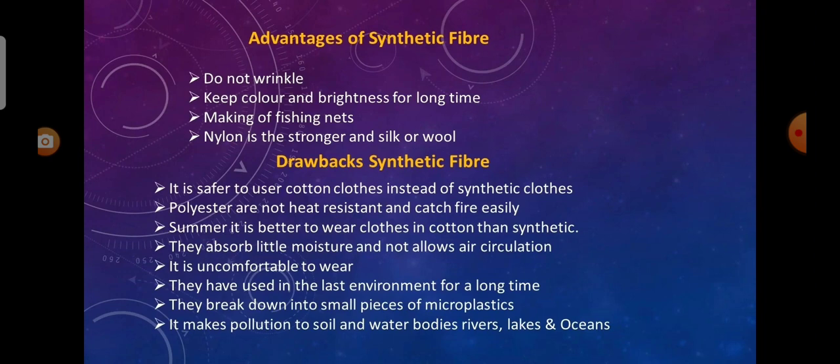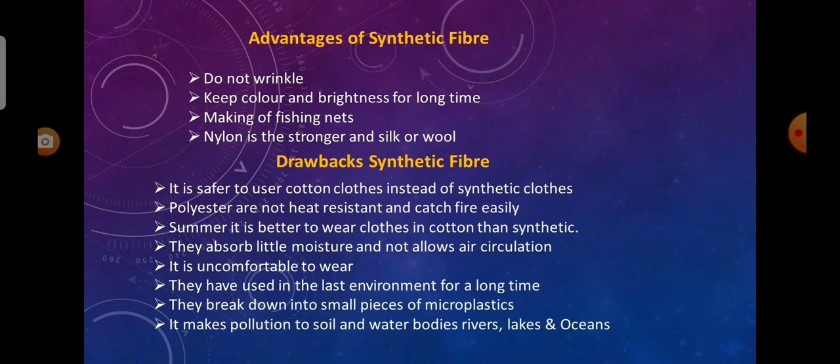Polyester is not heat resistant and catches fire easily. In summer, it is better to wear clothes made of cotton than synthetic. Synthetics absorb little moisture and do not allow air circulation. It is uncomfortable to wear.